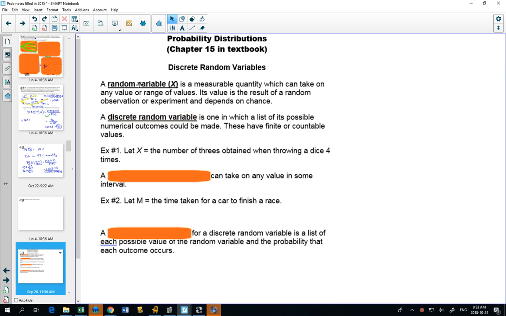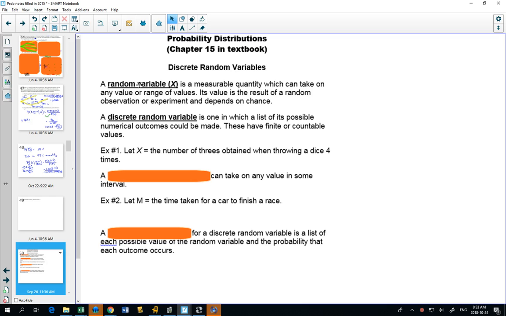A discrete random variable is when there's a list of possibilities. So when we roll a dice, you can't roll a 1.5 or 1.75. Discrete means that it's countable and there's a certain number that are there. So there's a little example there.